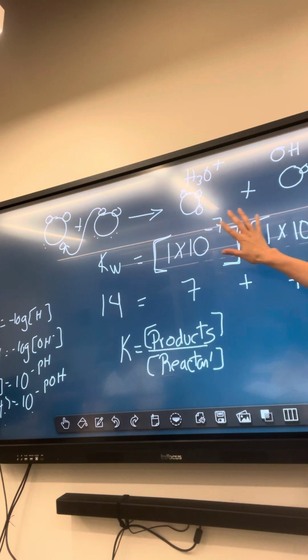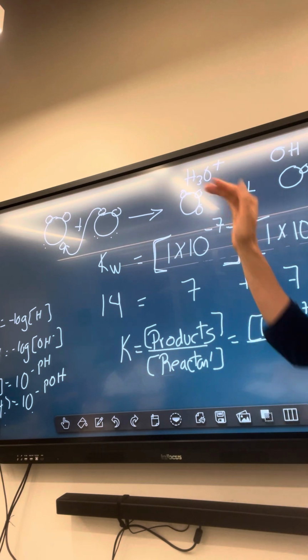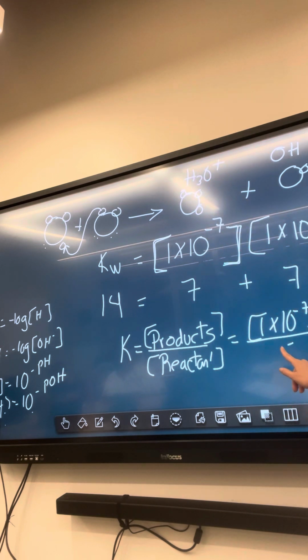So here, the products are 1 times 10 to the negative 7, right? And 1 times 10 to the negative 7. So if I put the concentration of my products, and I divide by the concentration of reactants, I will get my K for water.